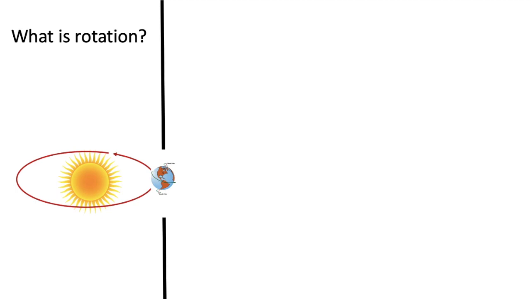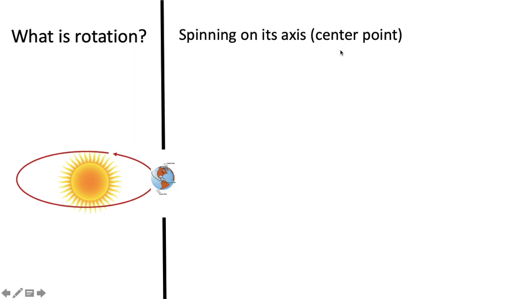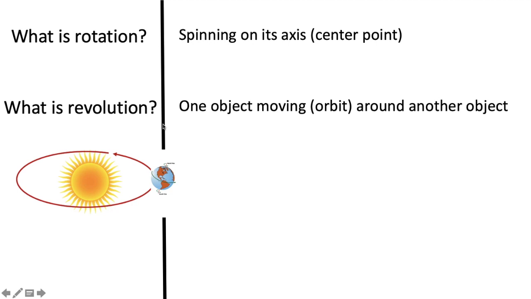Let's just get this into our notes. Rotation is spinning on its axis. This is spinning on its center point. Revolution, on the other hand, is where one object is orbiting or moving around another object. And you don't have to draw this again. I was just using this so you can remember from looking at the earlier diagram that you drew which one is rotation and which one is revolution.